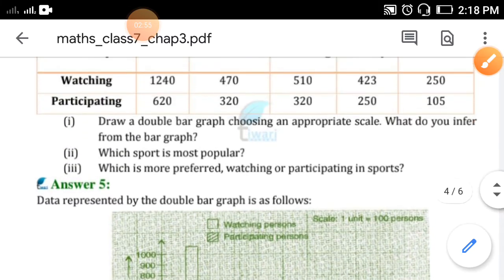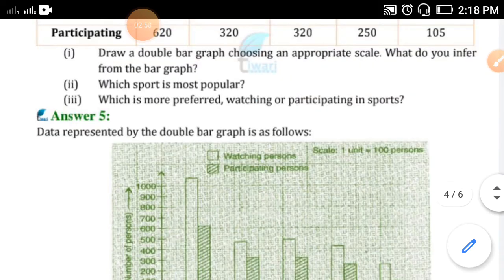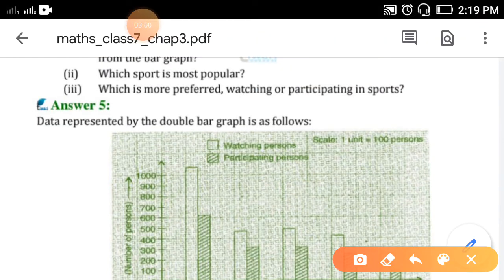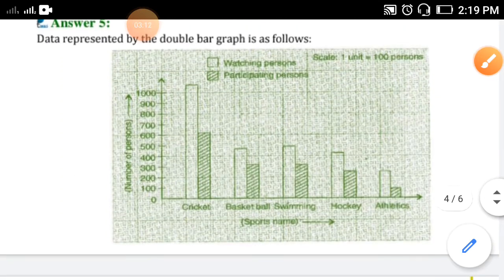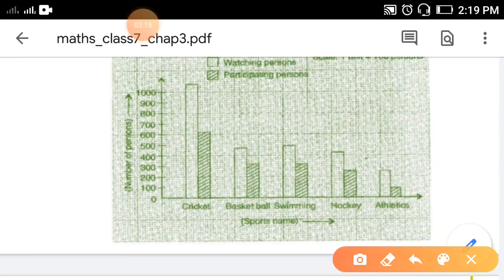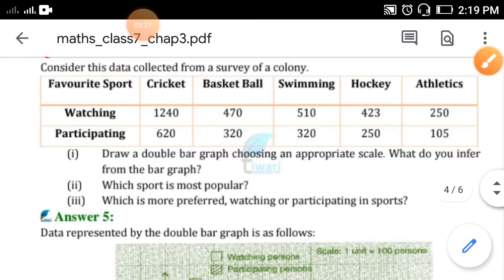How many watching persons are there for cricket? 1240. So here it is 1000, then you write 1100, then 1200, and up to 1240 you have to extend this bar. And participants 620, so a little more than 600 you have to extend this bar. One bar you leave as it is, and the second bar you have to shade. Same way 470, 320.